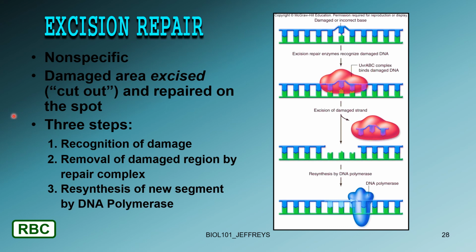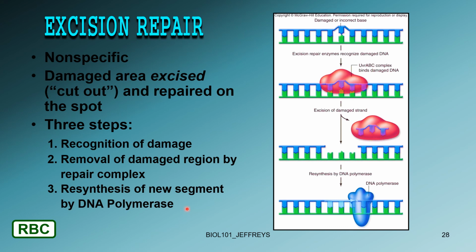Excision repair is non-specific. The damaged area is excised, or cut out, and repaired on the spot, and we have three steps involved there: recognition of the damage. So this enzyme comes along looking for damage, and if it finds an area that's not right, doesn't matter what kind of damage, we're going to cut that area out, and then another enzyme will come in and repair it. So we recognize the damage, the repair complex removes the damaged region, and then resynthesis of the new segment by, guess what, DNA polymerase.